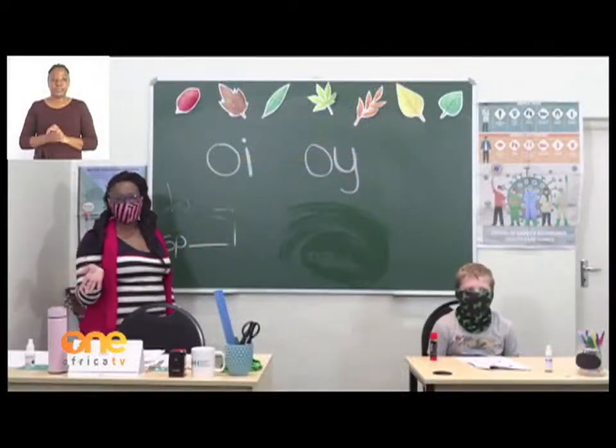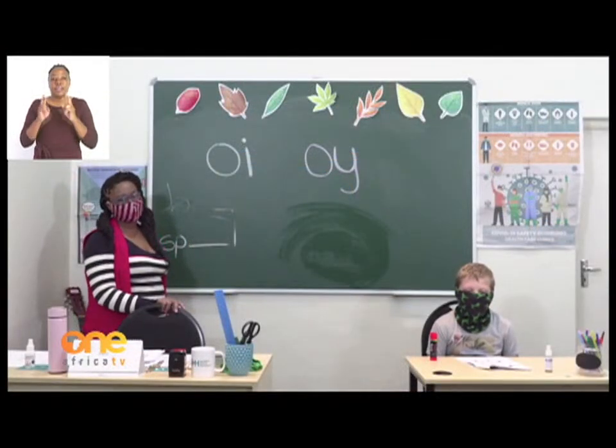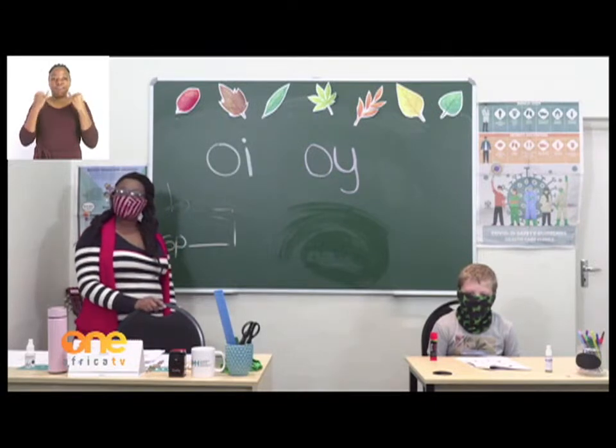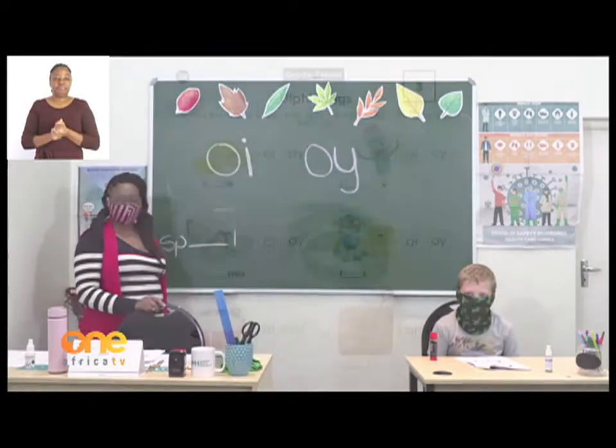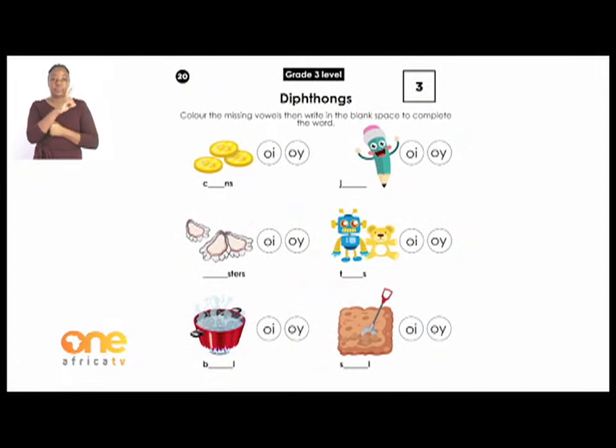Let's hope you had no problems with your last exercise. Let's now move on to page 20. On page 20, you can see that we have a sound. That sound is oi. Now, oi can come in two forms, O-I and O-Y. But both of them say oi. And they're used differently in different words.